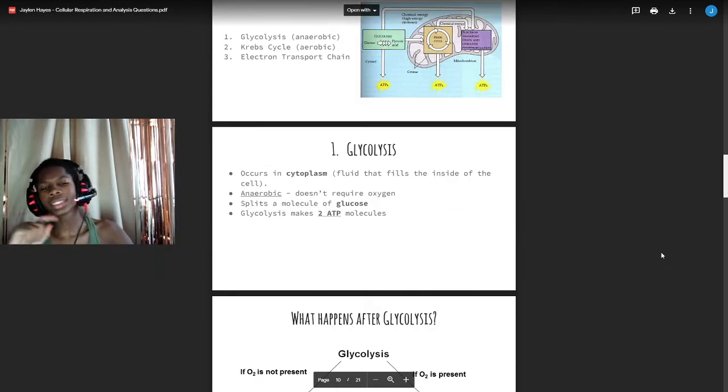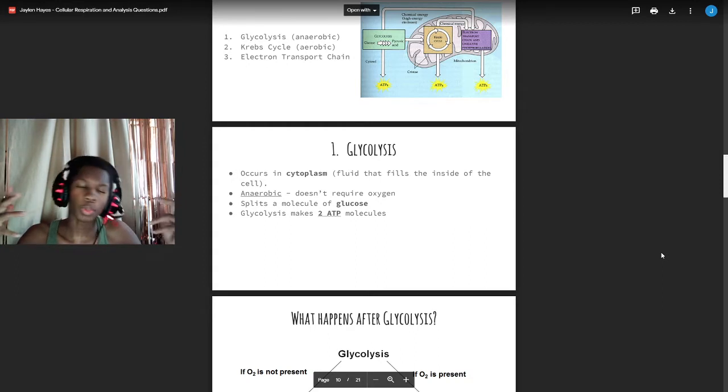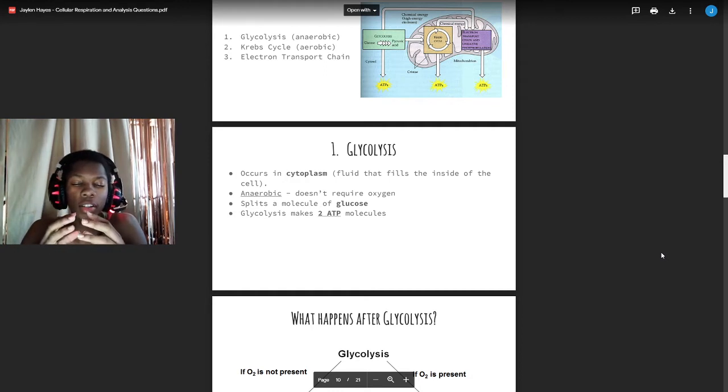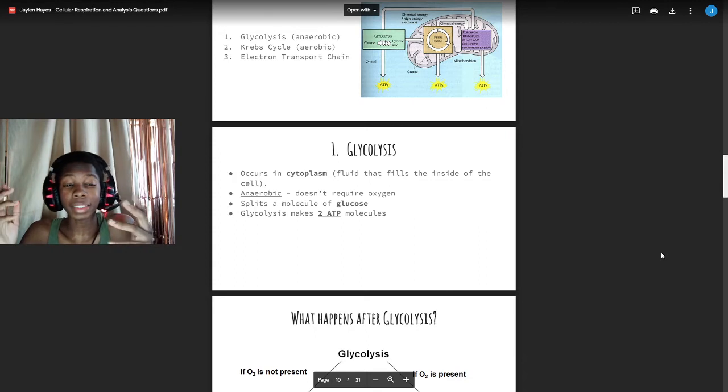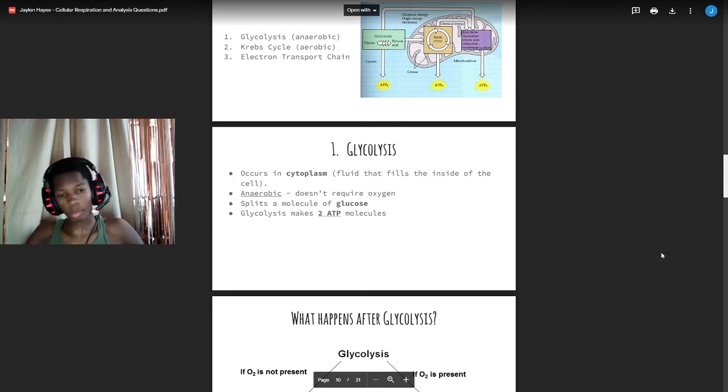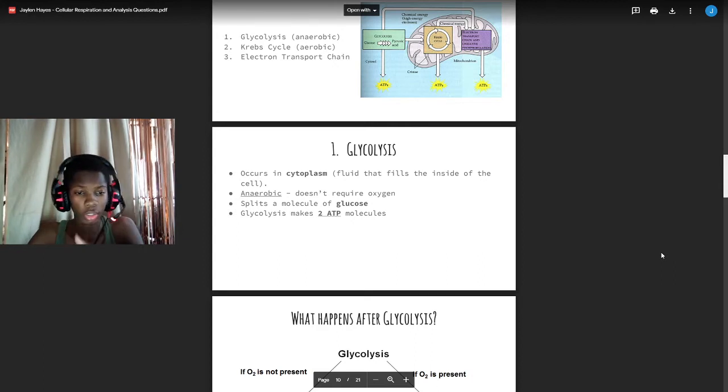Next one is glycolysis. It occurs in the cytoplasm, which is a fluid that fills the insides of a cell, kind of like milk inside of a bowl. You know what I mean, right? It does not require oxygen in order to operate, and it splits a molecule of glucose. And it makes 2 ATP molecules.